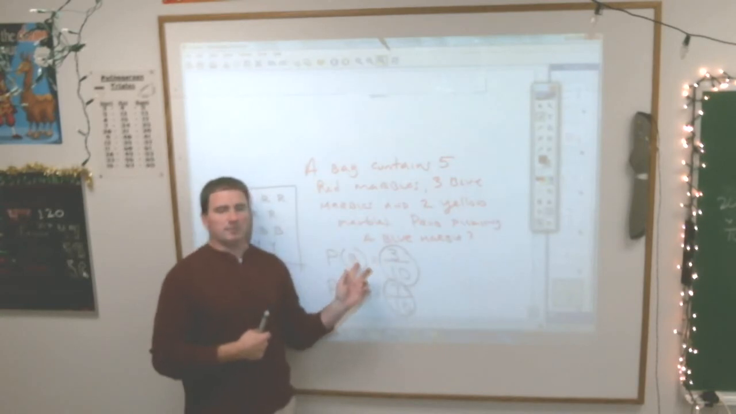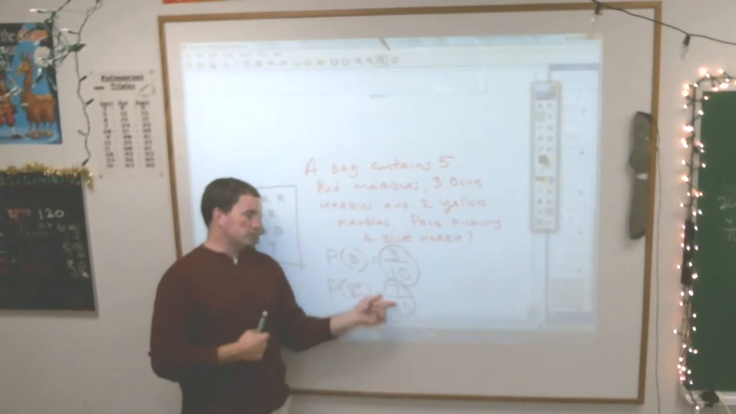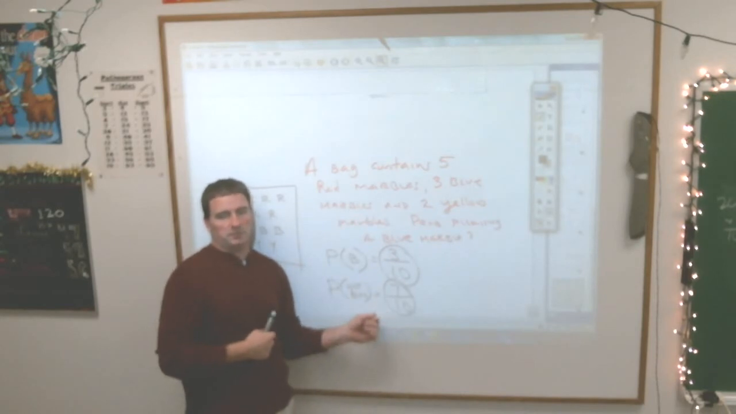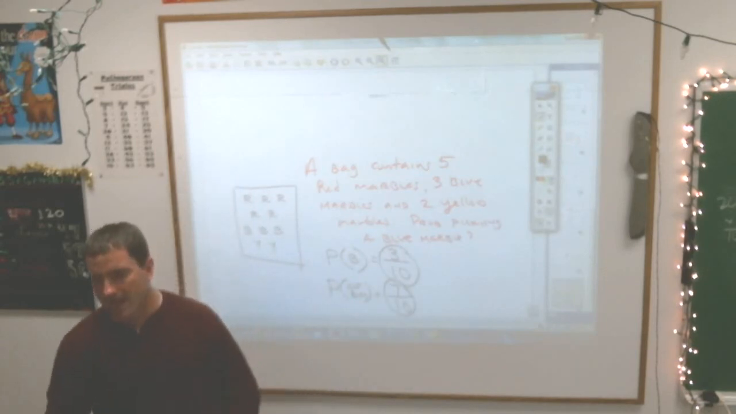And then if I asked you, is it certain, unlikely, as likely as not, or likely that you're going to pick a blue marble, what would you say? Keith? Unlikely. It's unlikely you're going to pick a blue. For this one here, Paige, it would be likely. Probably likely to pick a not blue marble.